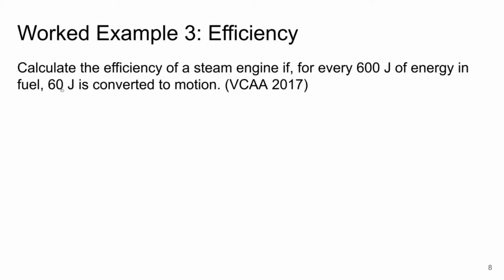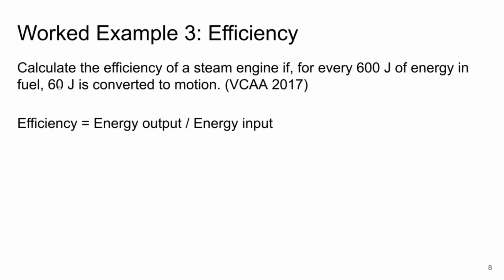Here we are asked to calculate the efficiency of a steam engine if for every 600 joules of energy in fuel, 60 joules is converted to motion. Now, we've just learned that efficiency equals energy output divided by energy input. In this case, we know the output is 60 joules. That's the useful energy that we want, that is the motion. And there's 600 joules of energy that's input. So that's 60 divided by 600. That gives us 0.1 or 10%.